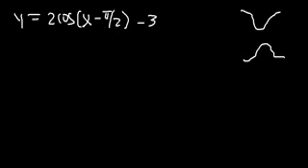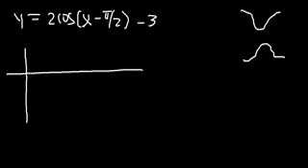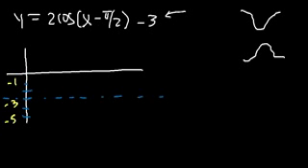Okay, so let's make our graph. This time, the bulk of the graph is going to be at the bottom because the vertical shift is at negative 3. So that's our midline. The amplitude is 2. So we need to go up 2 to negative 1 and down 2 to negative 5.